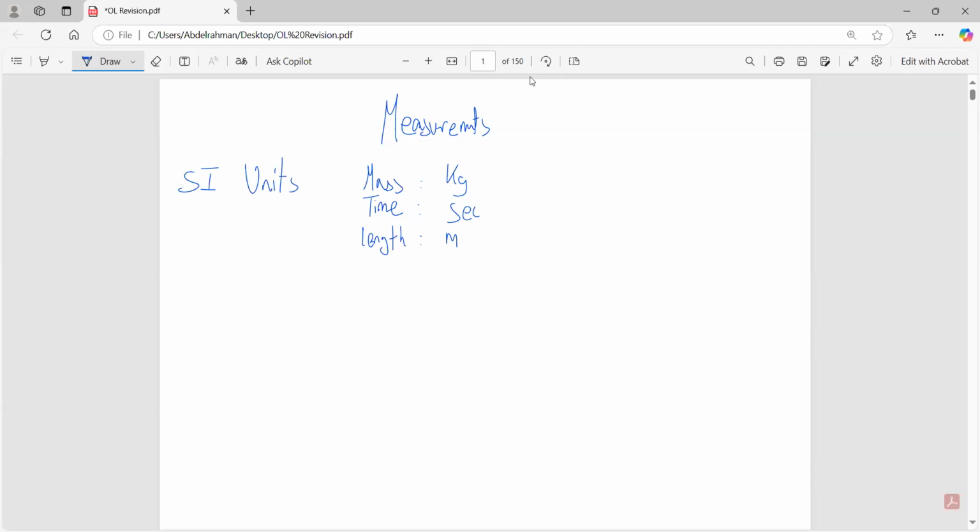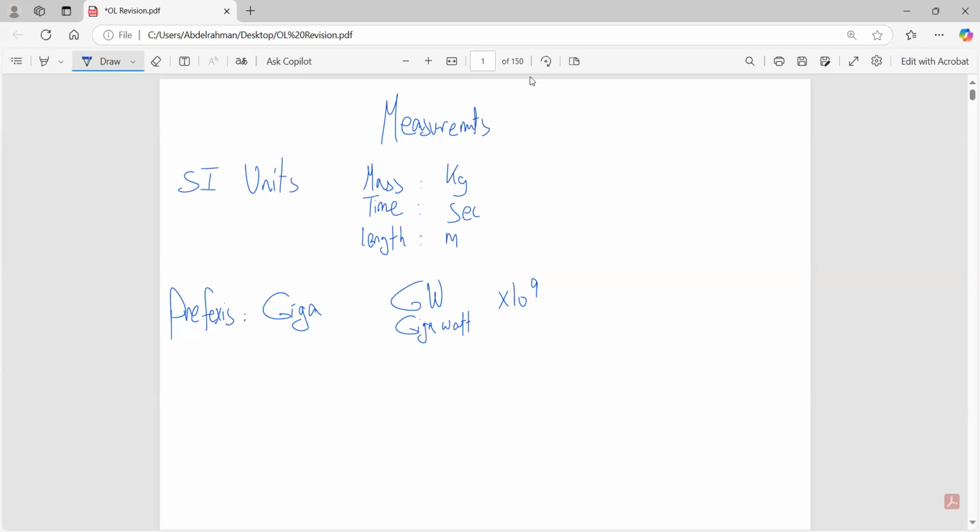What about the prefixes that we use before these SI units? For example, kilo, milli, mega. Let me write them down. What are the prefixes that we use? The largest prefix that we might be using for this syllabus is the giga. For example, a gigawatt, GW. This means that it's times 10 to the power of 9. This is one of the largest prefixes that we will be using.